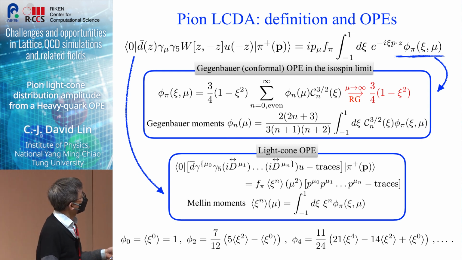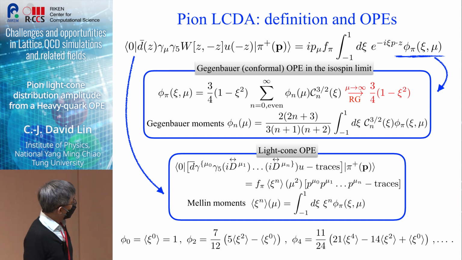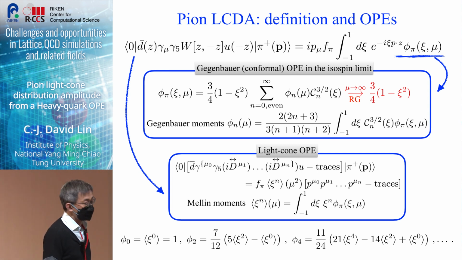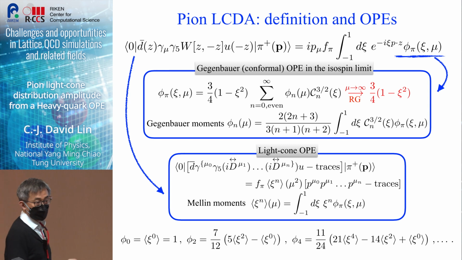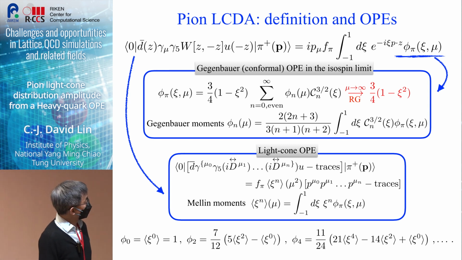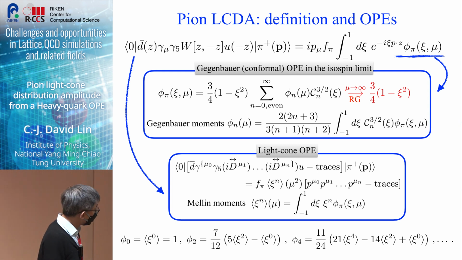And these phi sub n are just the so-called Gegenbauer moments in this formula. And these are non-perturbative objects. So if you can actually compute these Gegenbauer moments, then you can try to reconstruct these pion light-cone distribution amplitudes. But the good thing about this formula, or this OPE, is that you can also get the renormalization group running properties of all these Gegenbauer moments, okay?